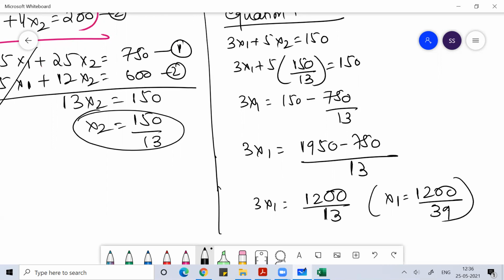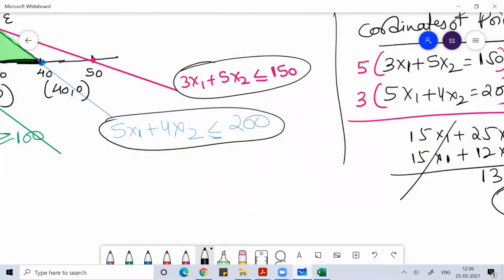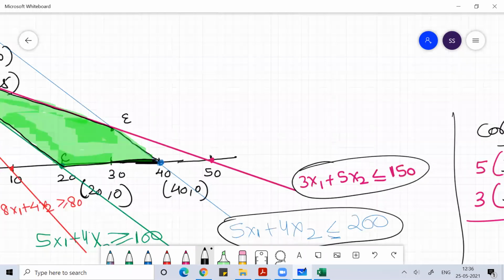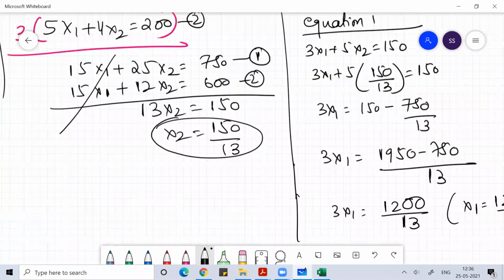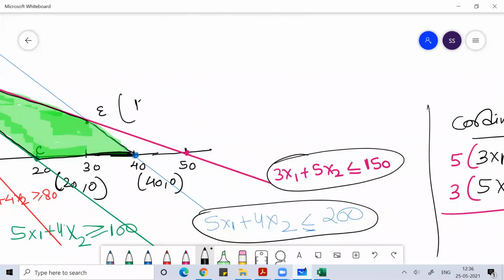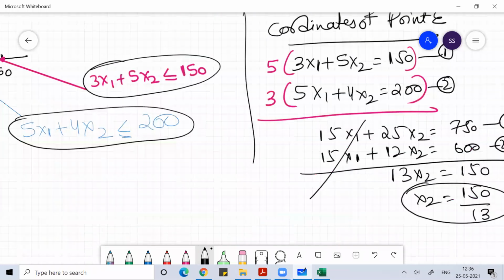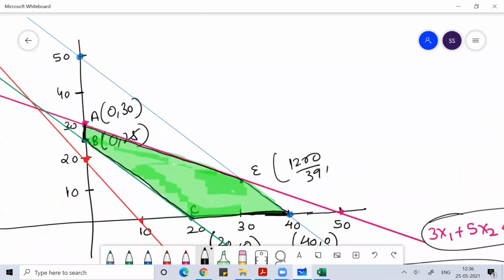So, you got the x1 value and the x2 value. Once I'm done with this, I'll get the coordinate of point E. For point E, x1 is 1200 by 39, and the x2 value is 150 by 13. I can simplify x1 and write it as 400 by 13.